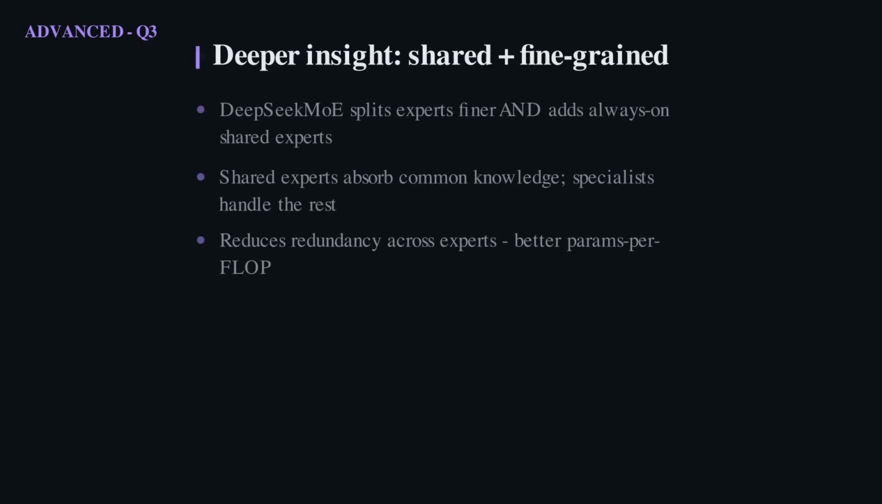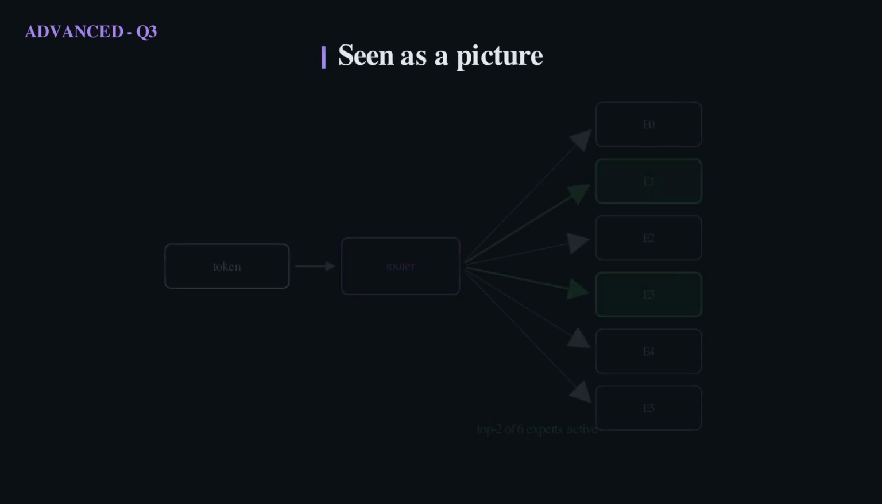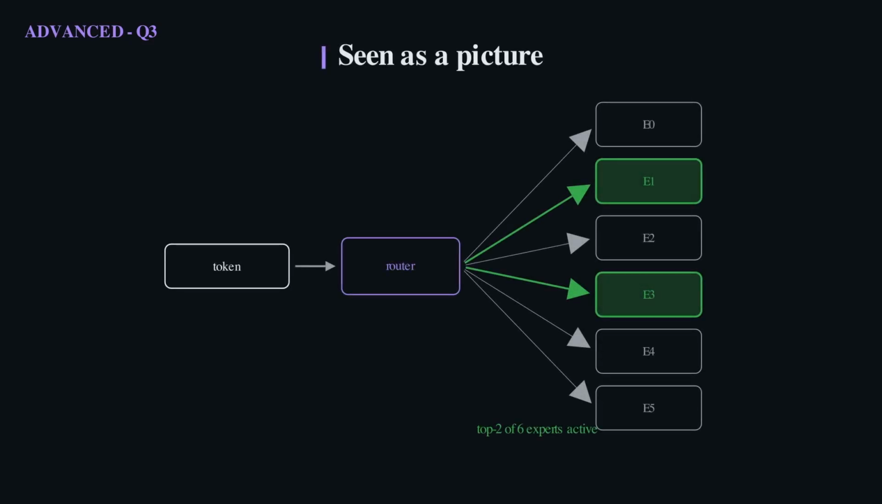DeepSeekMoE's insight: make experts smaller and more numerous for specialization, but add a couple of shared experts that always run to capture common patterns. That split cuts the redundancy that plagues coarse experts. The router still lights up a token's top experts, but now imagine each box on a different GPU with tokens shuffled across the network to reach them. Balance keeps that shuffle from overloading any single GPU.